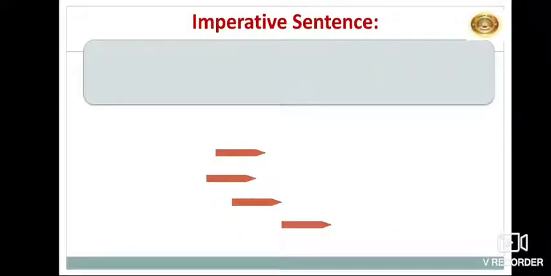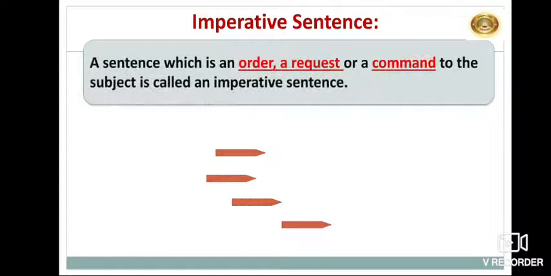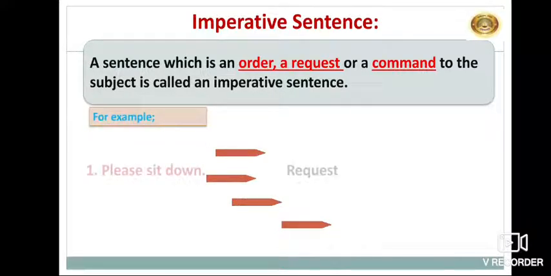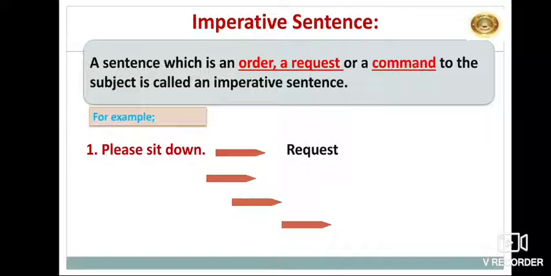Now we will see the third type of sentence, that is the imperative sentence. Now what is an imperative sentence? A sentence which is an order, a request or a command to the subject is called an imperative sentence. Now we'll see with the help of some examples. Please sit down. Now what is it? It is a request. Someone is telling you to please sit down. So it is an imperative sentence.